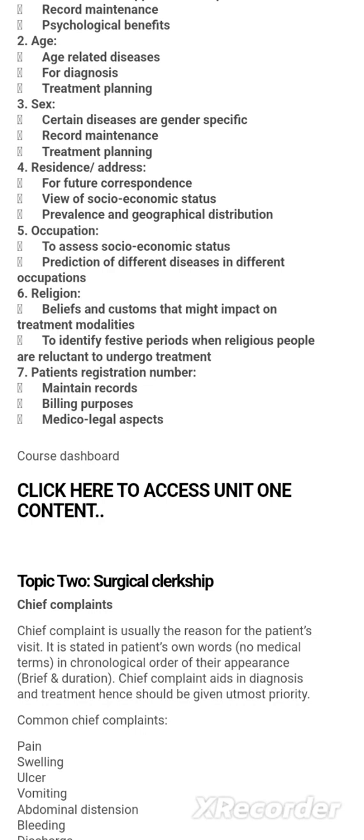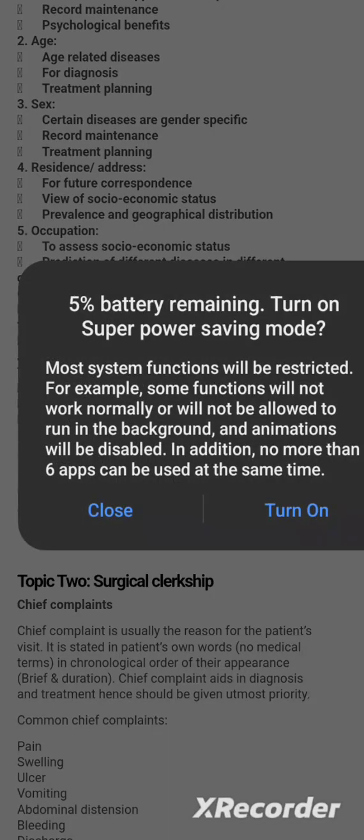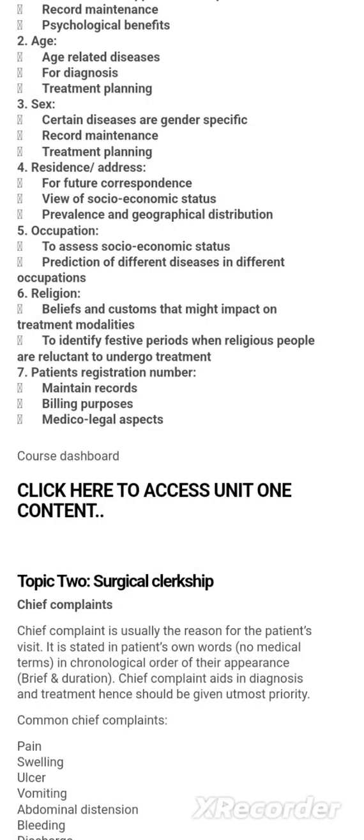So the patient's registration number: maintain records, billing purpose, medical legal aspect. Outpatient number is very key in a way that it will help the patient. If it was an assault case or accident or anything to do with a police case, they will always follow with the outpatient number, the OPD number. And if the patient was admitted, the inpatient number is also key. If the laboratory was one of the procedures or investigations, the laboratory number should also be taken into consideration.